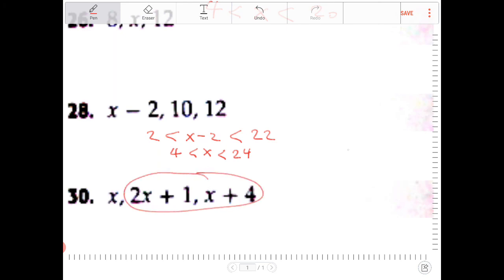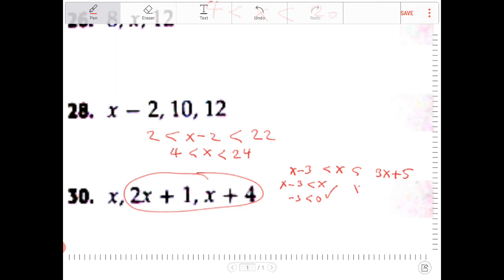I'm going to do 2x plus 1 plus x plus 4. What do I end up with? I end up with 3x plus 5. If I subtract 2x plus 1 from x plus 4, I end up with x minus 3. And x has to be in between these. So I'm solving for x minus 3 is less than x. So if I do that, okay, I'll end up with negative 3 is less than 0. So that works. Any value of x will always work for this, okay? So any value of x will work for that.